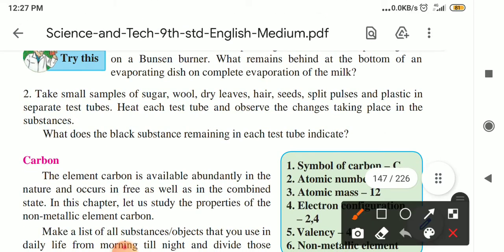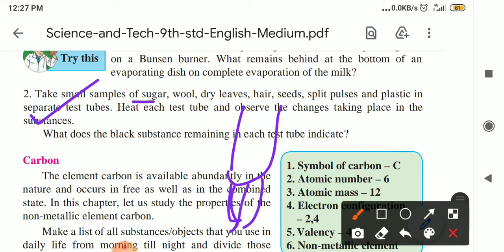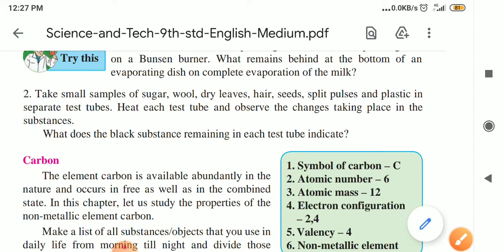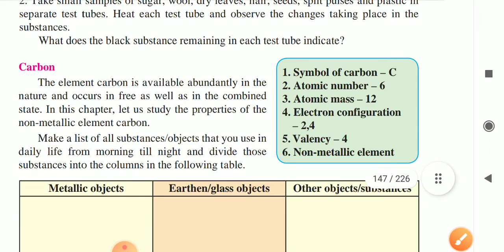Now here, just like the example I told you, we have to take sugar, wool, dry leaves, hair, seeds, split pulses and plastic in a test tube and provide heat to it. If we provide heat to it, all these things turn into a black substance, and that black substance is nothing but carbon. So what is this carbon? We will see its properties.